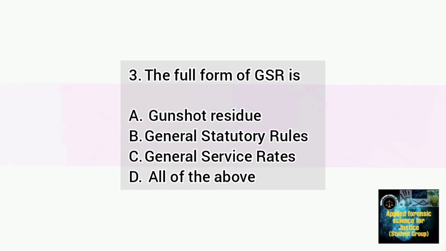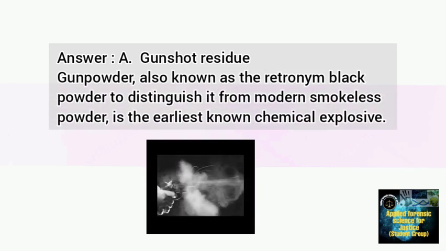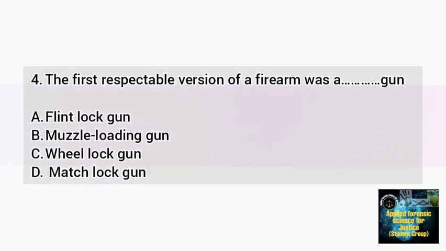Question number 3. The full form of GSR is: option A, gunshot residue; option B, general statutory rules; option C, general service rates; and option D, all of the above. The correct answer is option A, gunshot residue. Gunshot residue, often abbreviated as GSR, is the material that is deposited on the hands or clothing of someone who has fired a gun.